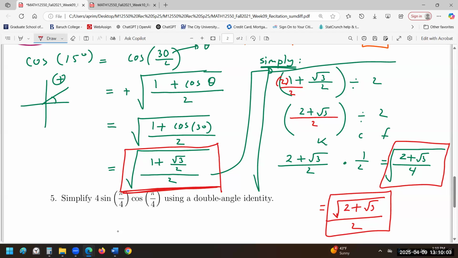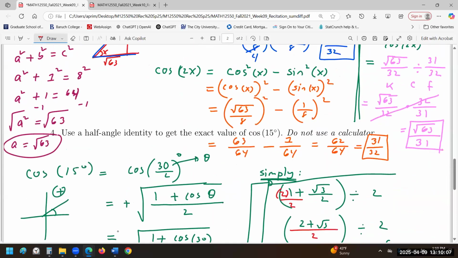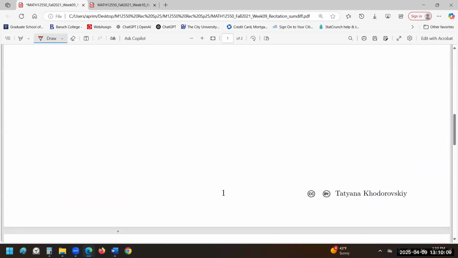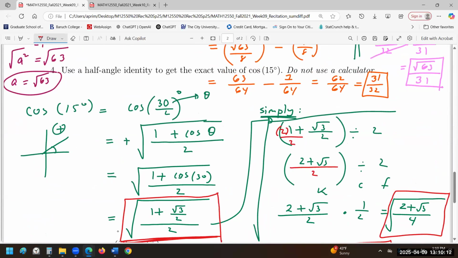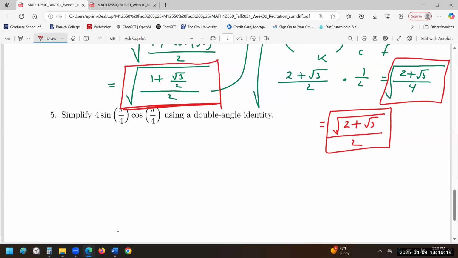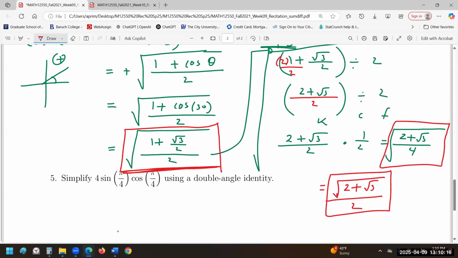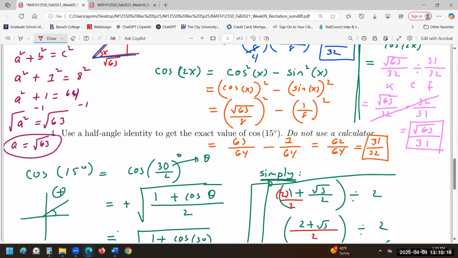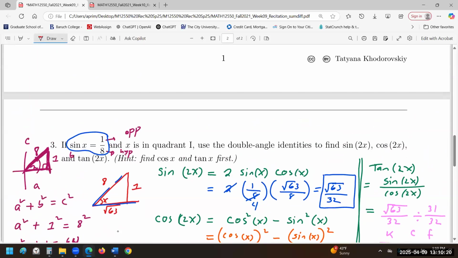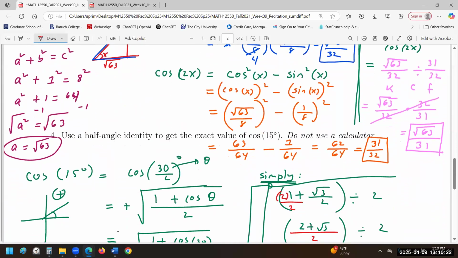Any question? So I left question 3, not 3. Which one? 2. Question 2 and 5 for you. These are very easy. And the rest we did together.